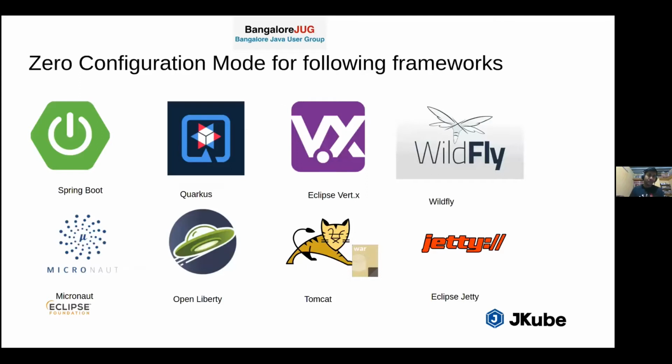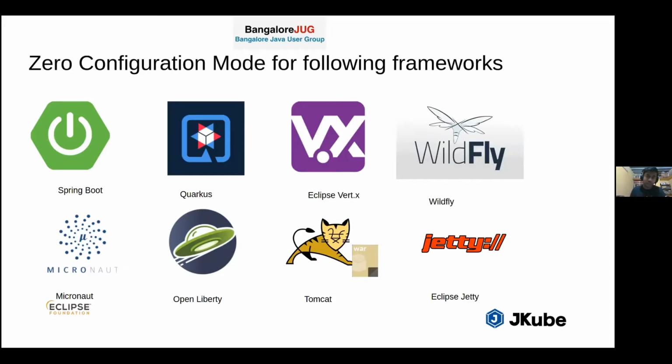All right, so let's take a look at the modes provided by the Kubernetes plugin. Right now we have zero configuration mode for all of these frameworks: Spring Boot, Quarkus, Vert.x, Micronaut, OpenLiberty. By zero configuration, I mean that by just adding the plugin to your pom.xml, you should be able to deploy your application to Kubernetes without providing any kind of configuration.